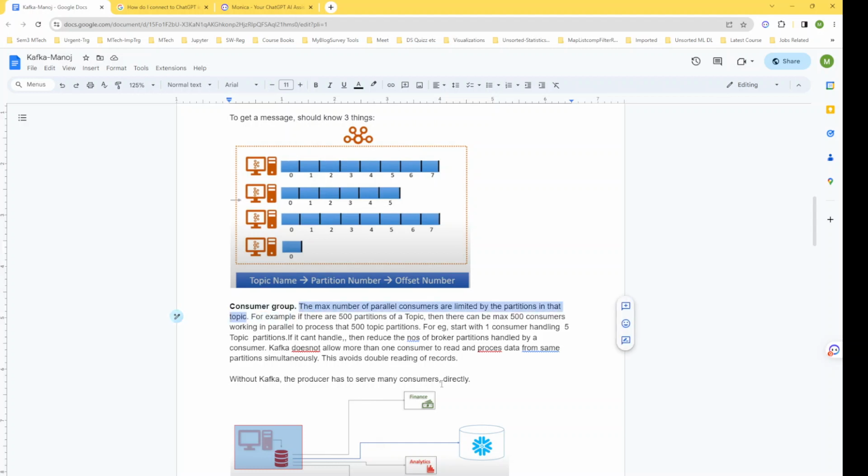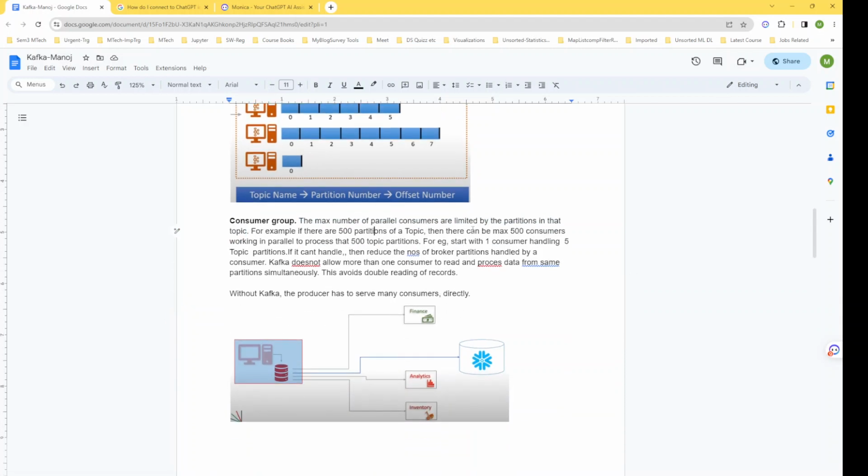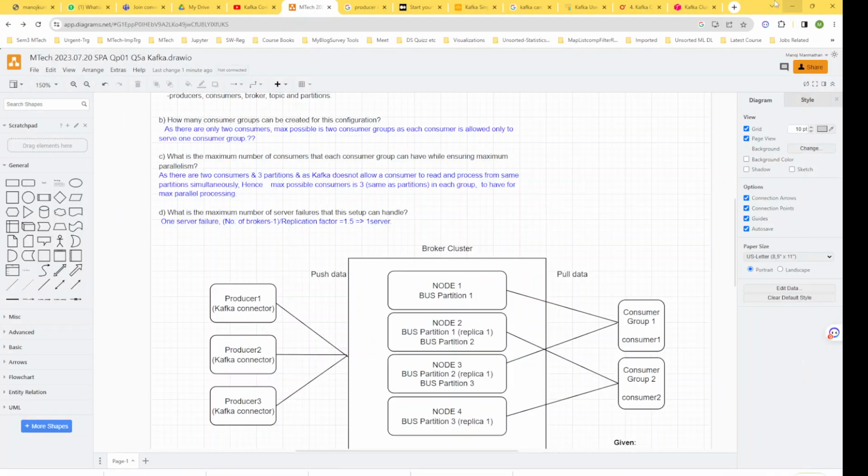Okay, got it. Each partition represents that path. For example, if there are 500 partitions of a topic, then there can be a maximum of 500 consumers working in parallel to process those 500 topic partitions. So in that way we can say that it is equal to the number of partitions. So 3 is the answer then? Yeah, the number of partitions is the answer, if you are asking for the maximum number.